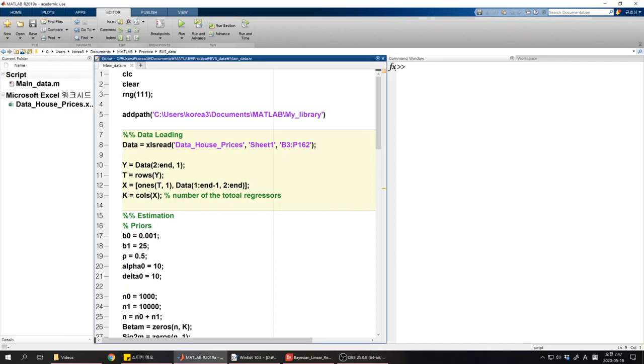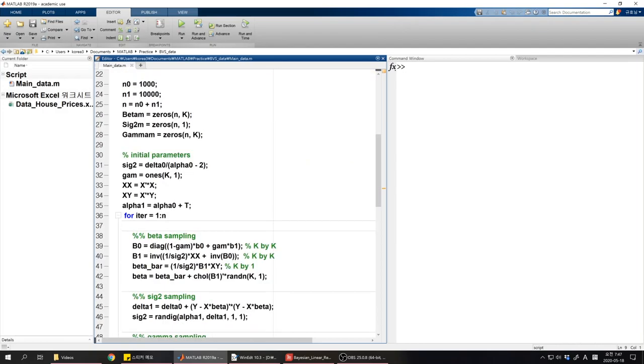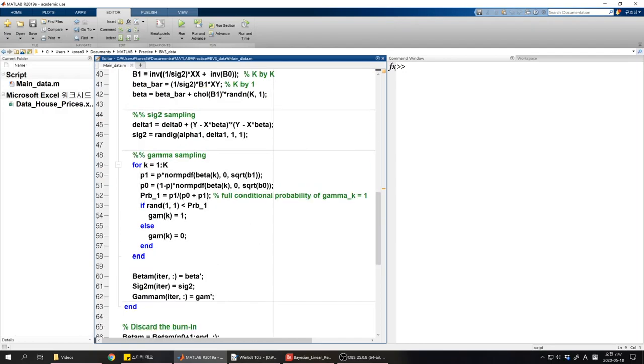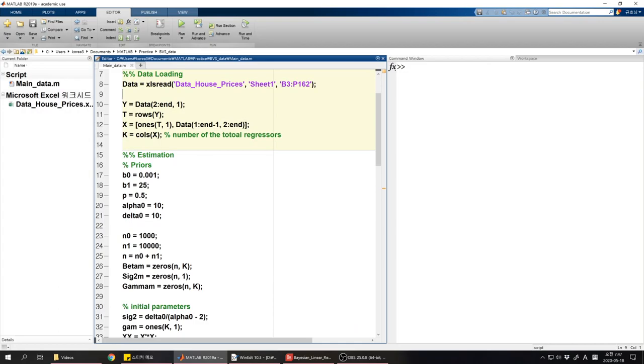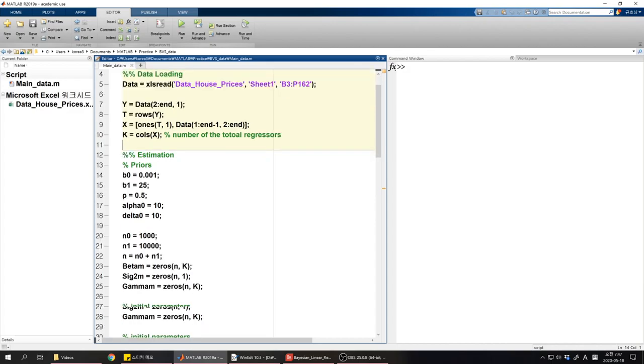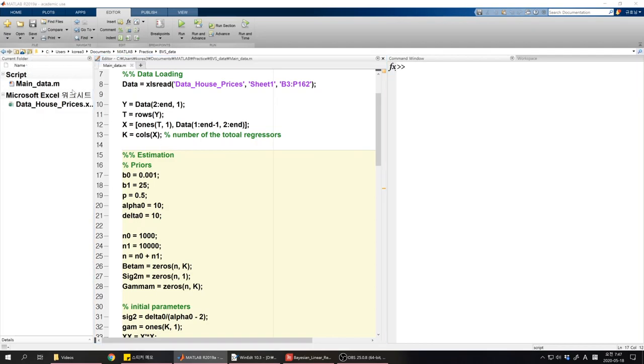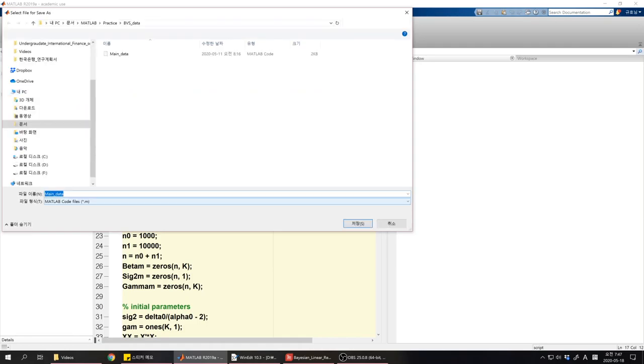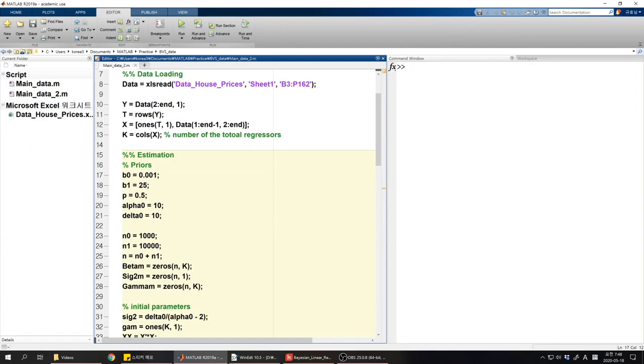Okay, then let's change this code. This is the code we used for estimating the house prices. Let me save it as a new version, this one saying 2.